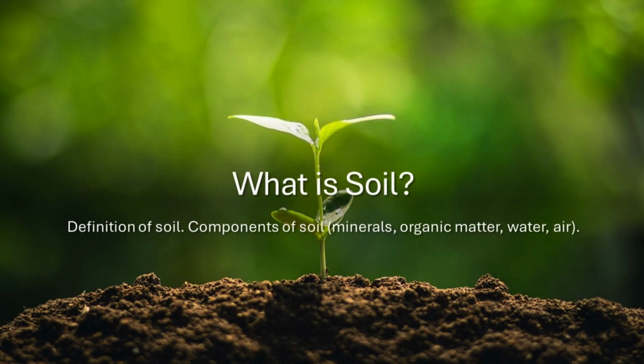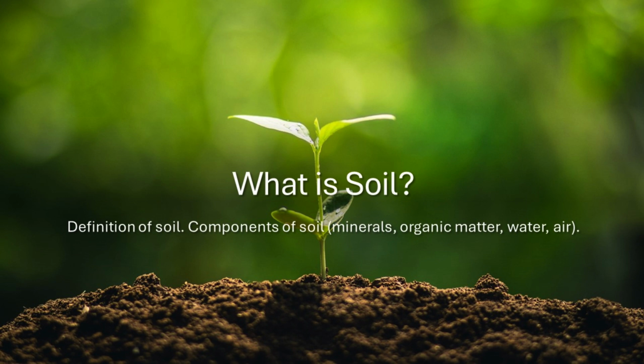What is soil? Definition of soil. Soil is a complex mixture of minerals, organic matter, water, and air that serves as a medium for plant growth. It forms through the weathering of rocks and the decay of organic materials over time, creating a dynamic and essential layer on the Earth's surface.